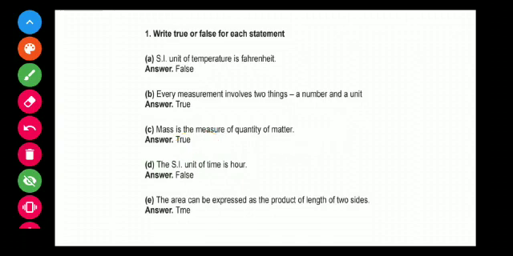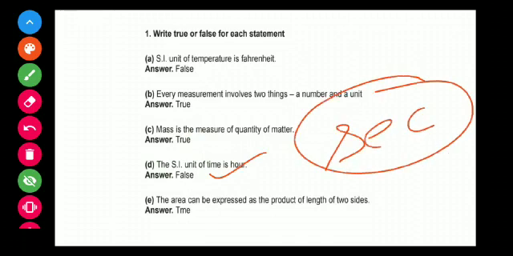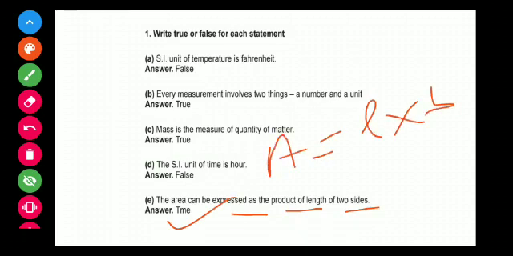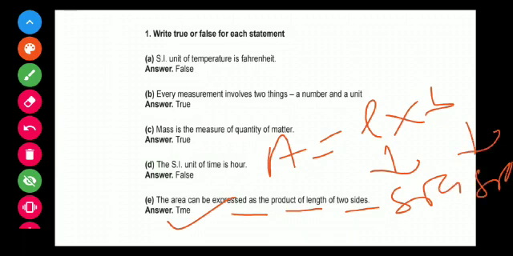SI unit of time is second, but here the SI unit of time is given as R, therefore this is a wrong statement. Next is, area can be expressed as the product of the length of two sides. It's a true statement, because area is equal to length into breadth, and this is a side, and breadth is also a side, therefore this is the product of two sides.